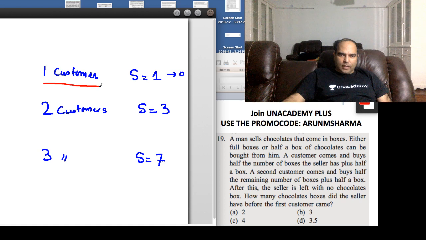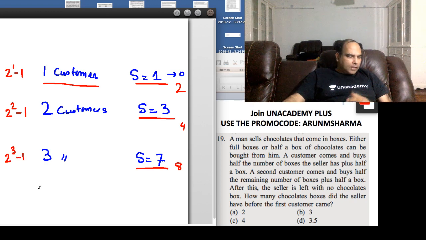And what you can see is that this is 1 less than 4, this is 1 less than 8, and this is 1 less than 2. So the first answer is 2 raised to 1 minus 1. The second answer is 2 raised to 2 minus 1. The third answer is 2 raised to 3 minus 1.